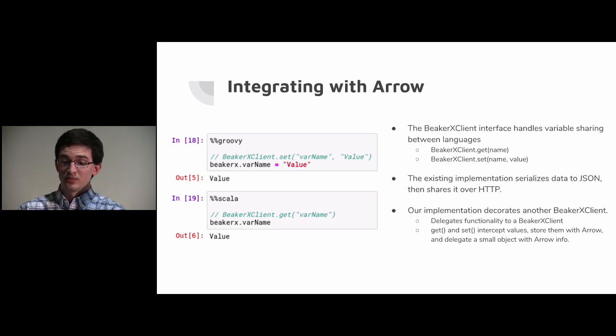To change this, when we integrate, we'll be using a decorator, which will let us use the existing code that's there. We're going to wrap the existing implementation, and every time set or get is called, we'll intercept it, store the data with Arrow, and then send a smaller piece of JSON that references the object in Arrow.